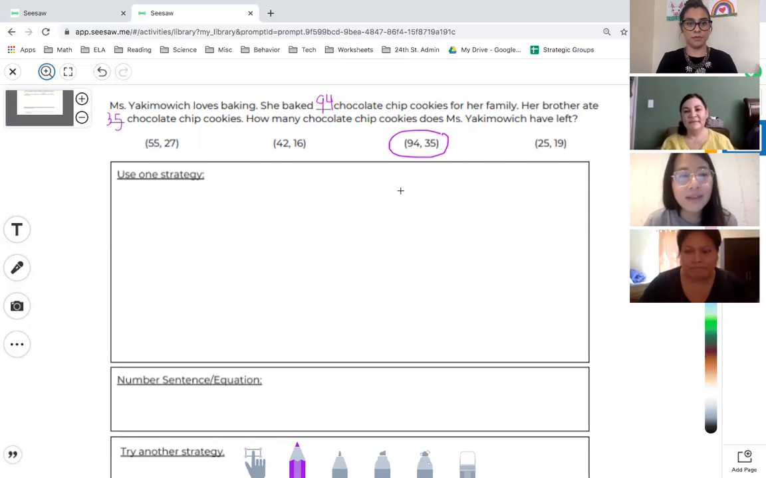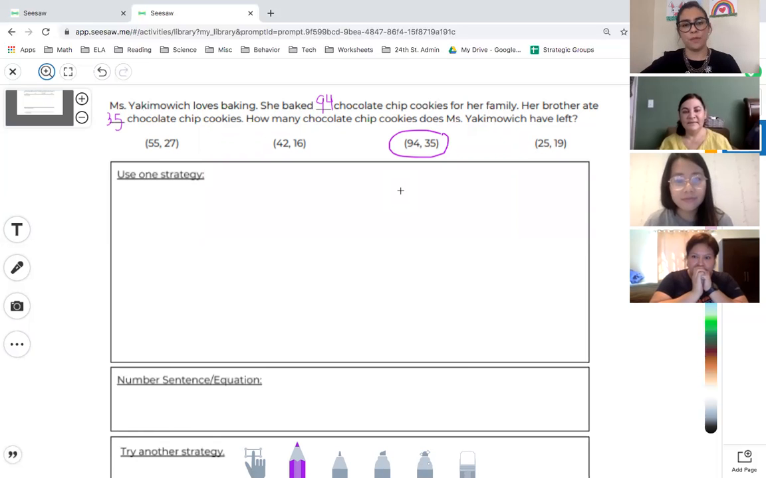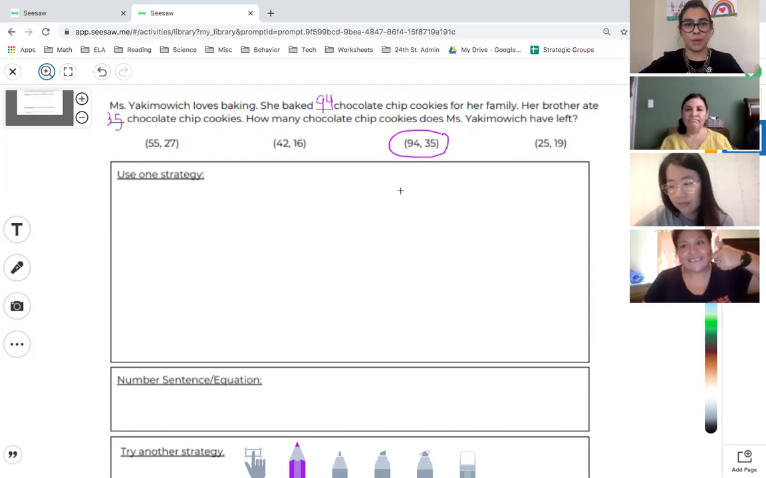Miss Yakimowicz loves baking. She baked 94 chocolate chip cookies for her family. Her brother ate 35 chocolate chip cookies. How many chocolate chip cookies does Miss Yakimowicz have left? I forgot to tell you that we have to really think about these numbers, but let's go back and see. What does the number 94 represent in this story?